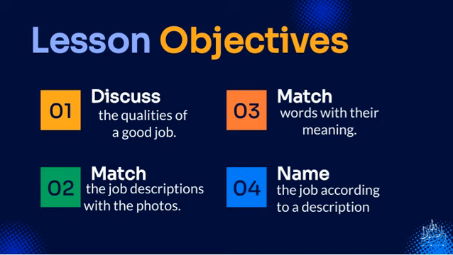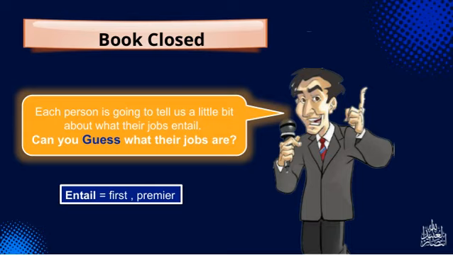Finally, we'll discuss the qualities of a good worker or employee, which is a key part of understanding what makes someone successful in a job. By the end of this, you'll have a clearer idea of the essential traits needed for different roles. So, as we go through, keep in mind that understanding these descriptions and qualities will help you in your future job searches and career planning. All right, let's move on to our next slide.